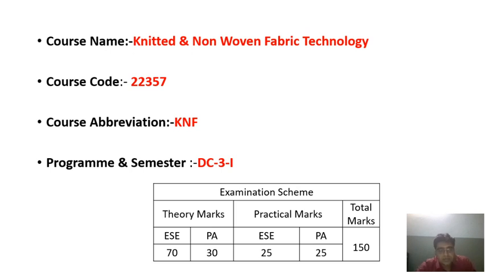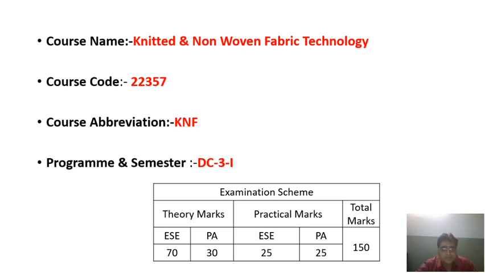Hello students, today we are going to start with a new course. The course title is Knitted and Non-woven Fabric Technology. The course code is 22357. In this course code, 3 indicates the third semester and 22 is a code for the I-Scheme. The course abbreviation for this particular course is KNF, which is assigned by the MSBTE.